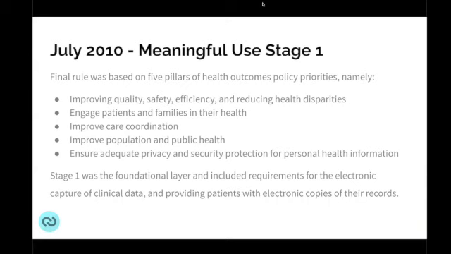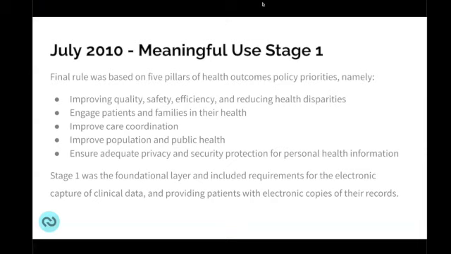So July of 2010 is when meaningful use stage 1 really got its legs. And the final rule that was released at that time was based on 5 pillars of health outcome policy. And those were improving the quality, safety, and efficiency of care while reducing health disparity, engaging patients and families in their health, and we're still working on that one, improving care coordination, improving population and public health. And the 5th one is to ensure adequate privacy and security protection for personal health information.